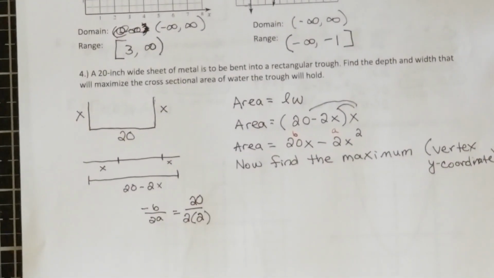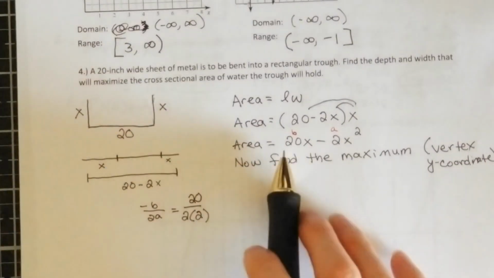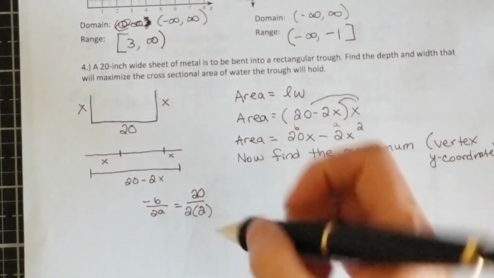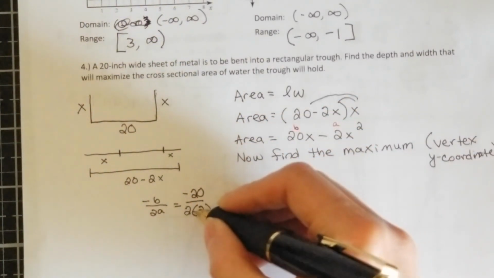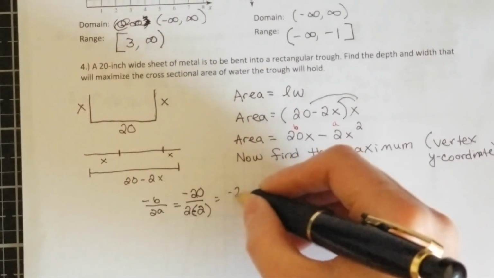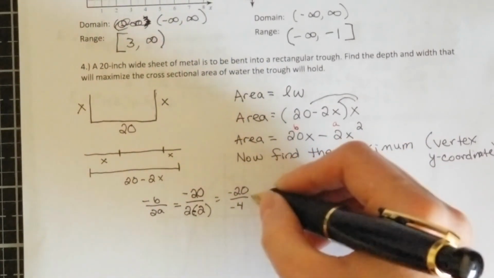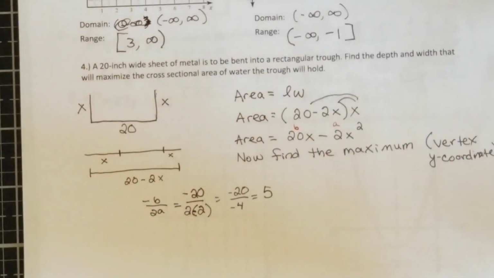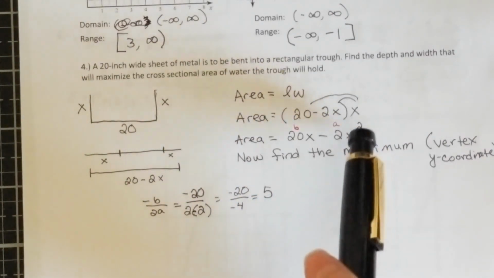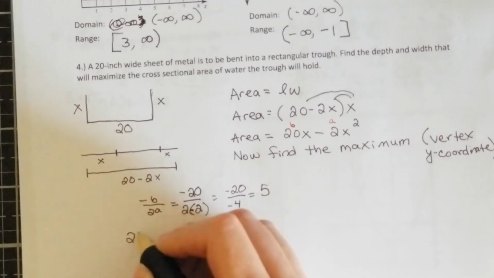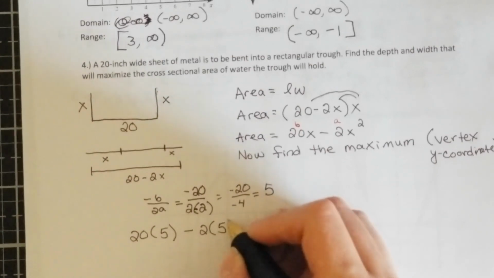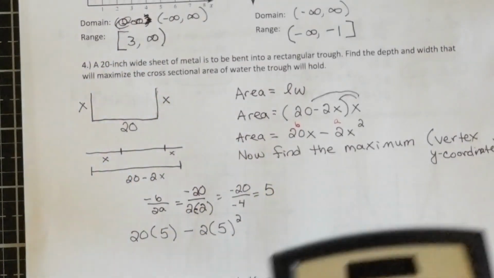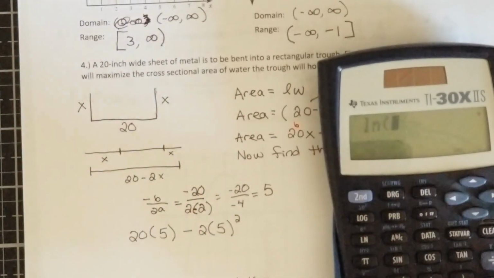Okay, so I have a little bit of a sign problem here. So the 20 needs to be negative, which I forgot. Okay, and then your 2 is negative. Okay, so we have negative 20 divided by negative 4, and that gives me 5. Okay, now I need to take that 5 and plug it into my x's. So I have 20 times 5 minus 2 times 5 squared. Okay, we're going to plug that into the calculator.